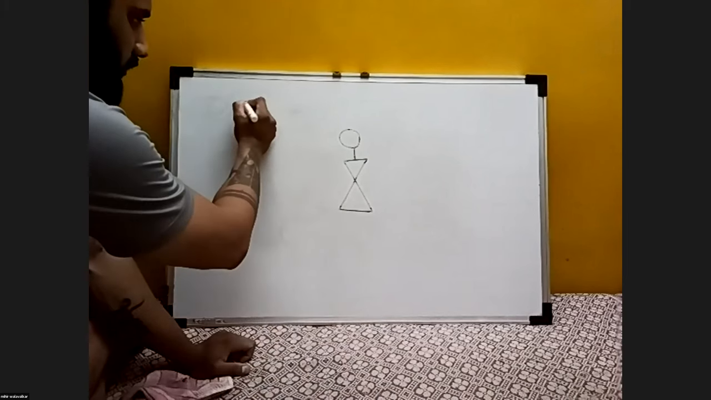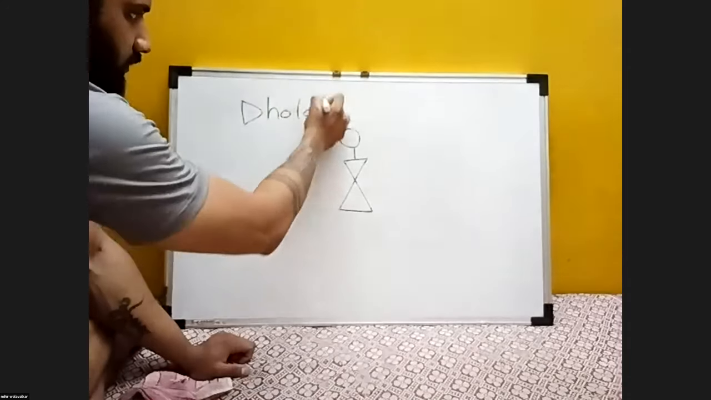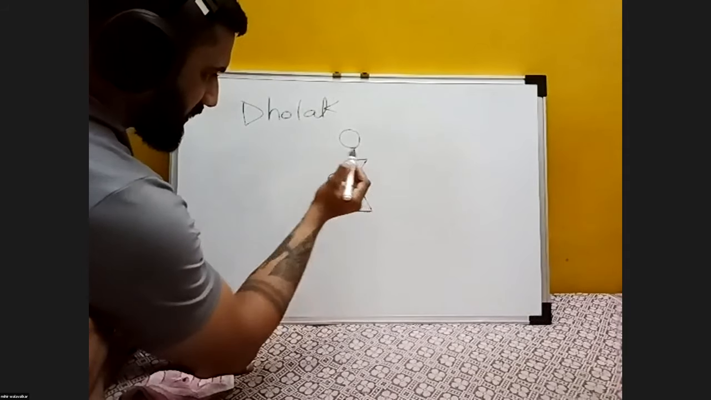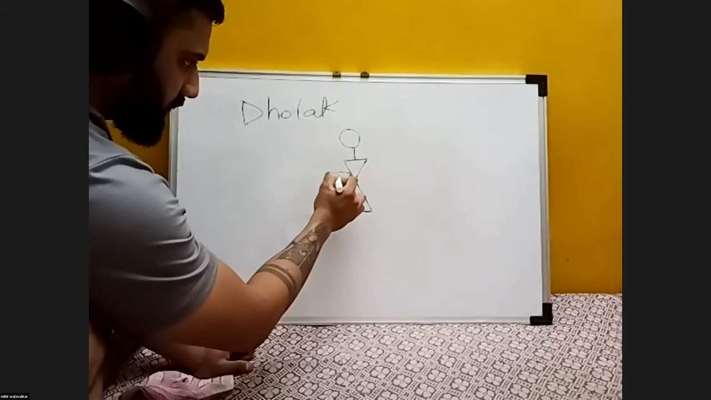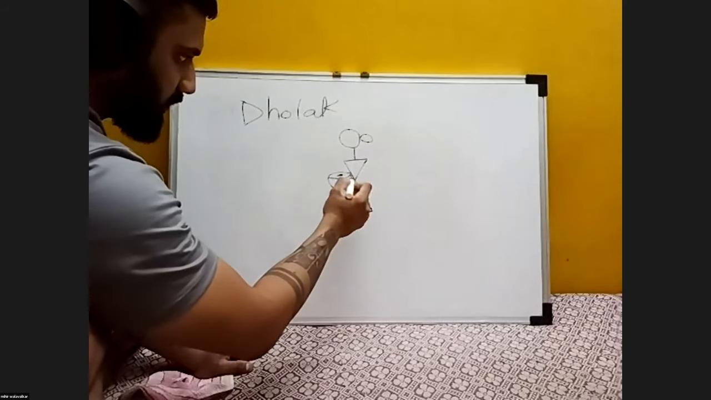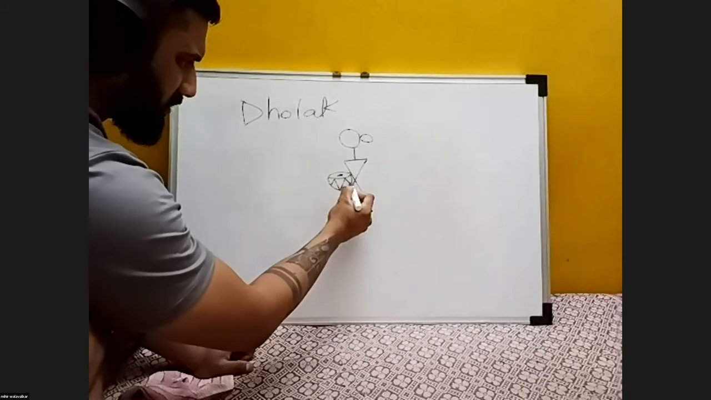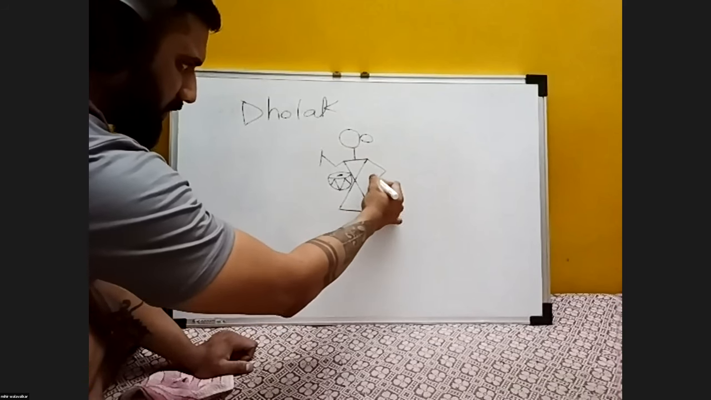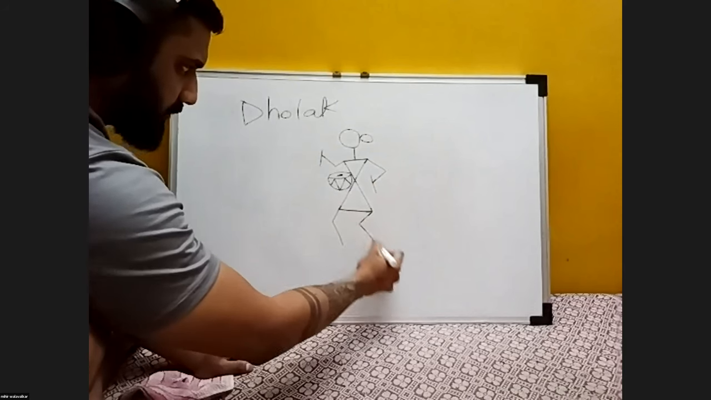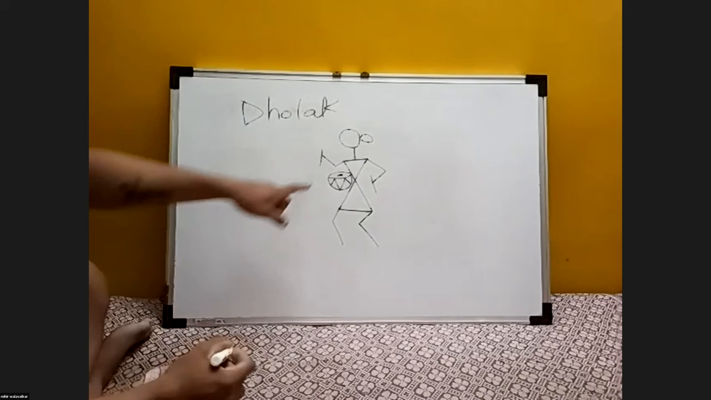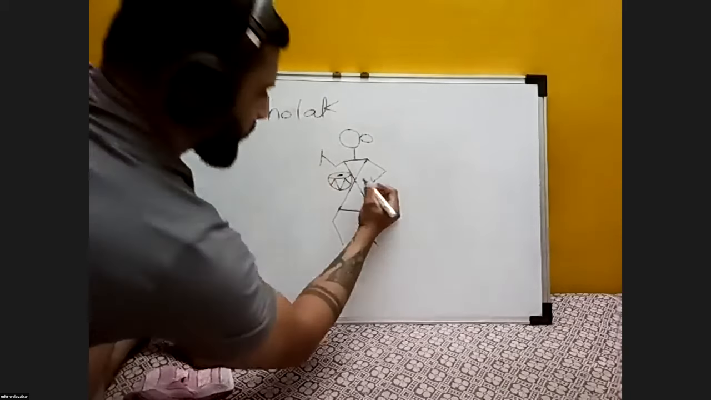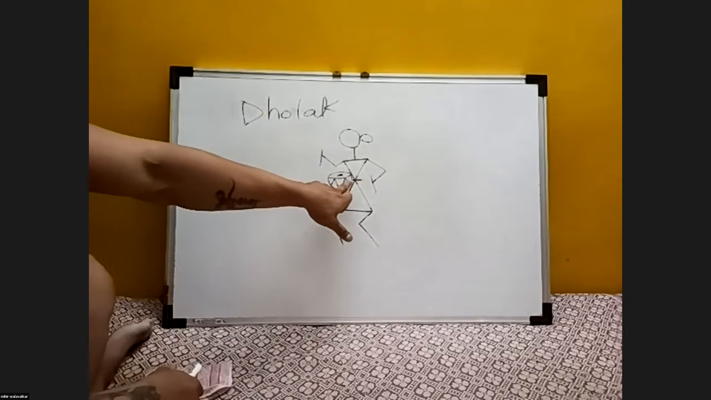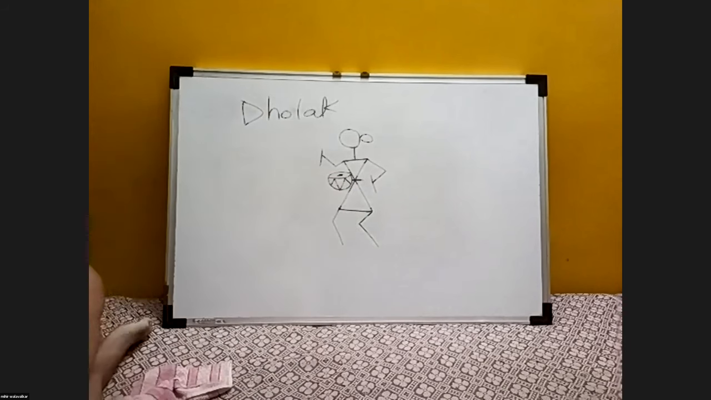So dholak. Now we can see dholak, the smaller part. You can just show a semicircular, the same curve form, but the smaller part. Same, the ropes. Now we can just show the hands. Don't show the circular part on the upper end. Just the smaller stick which we can use. So basically we can show this just like this, or you can just show a stick part, to depict that it has been tied by a rope.